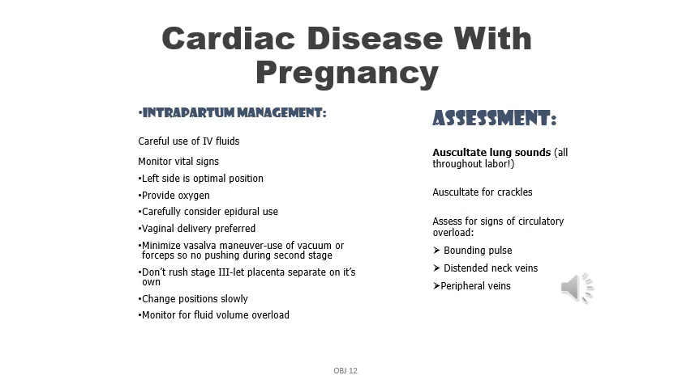You want to provide oxygen. Carefully consider an epidural use. Vaginal delivery is preferred. You want to minimize Valsalva maneuver, so use of vacuum or forceps, or just laboring down during the second stage. You don't want to rush the third stage. Let the placenta separate on its own. Change positions slowly, and again, monitor for fluid volume overload.